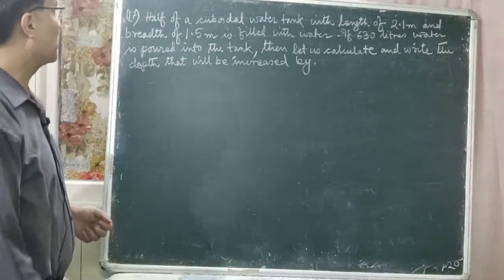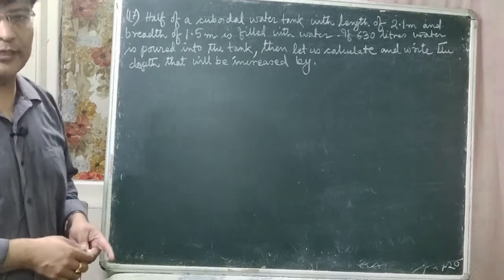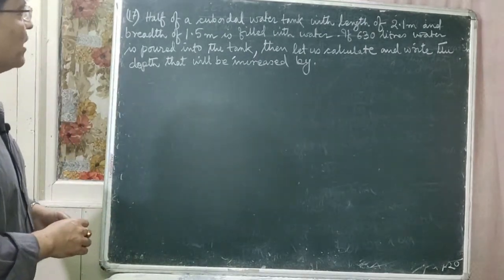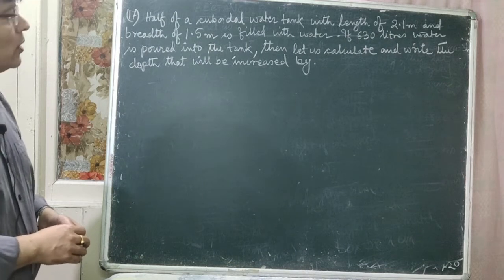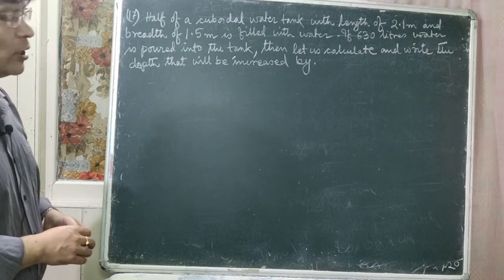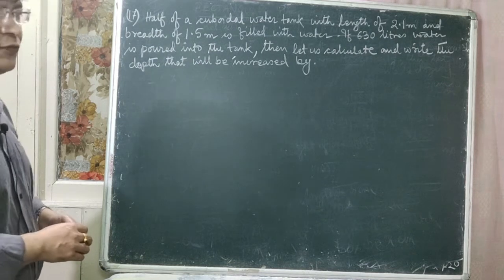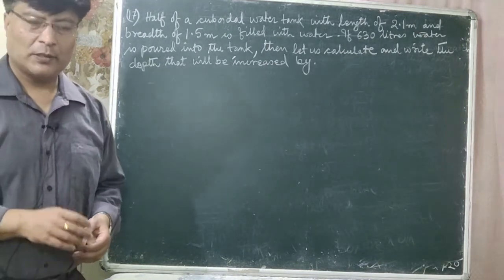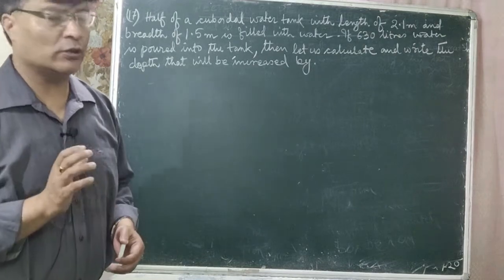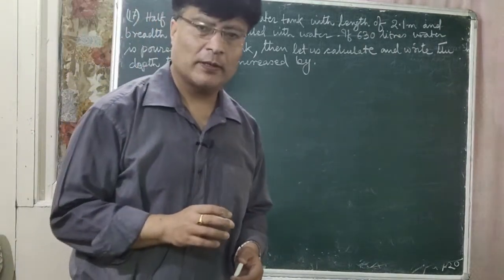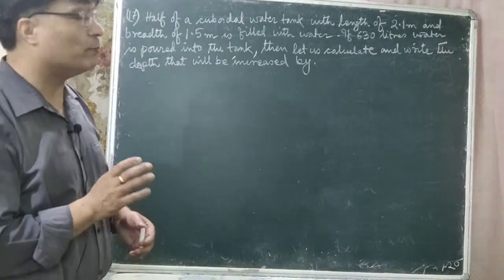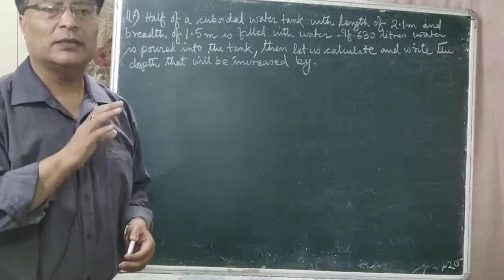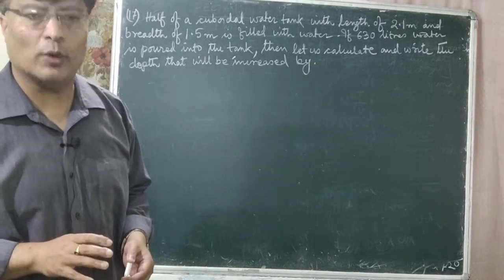So now we will do the next question, that is question number 17. The question is: half of a cuboidal water tank with length of 2.1 meter and breadth of 1.5 meter is filled with water. So there is a cuboidal water tank whose length is 2.1 meter and breadth is 1.5 meter. It is half filled with water.